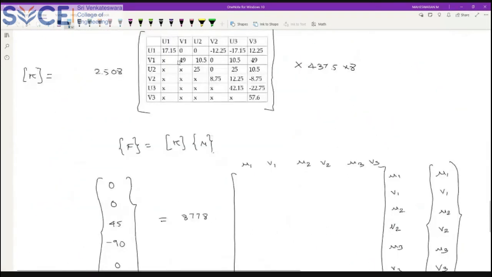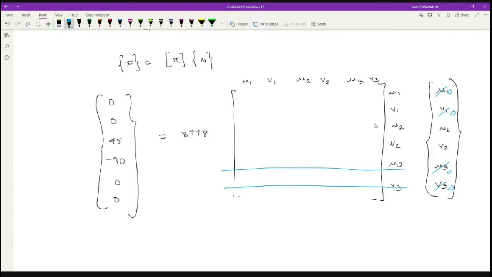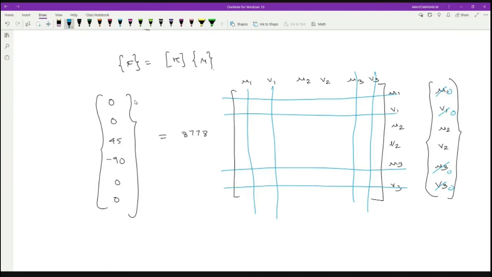Which means, let me substitute here. These are all zeros. This is zero, this is zero, this is zero, and this is zero. Which means I can strike that row and that column. So third row, third column. Similarly, first row, first column, and second row, second column. So here also.